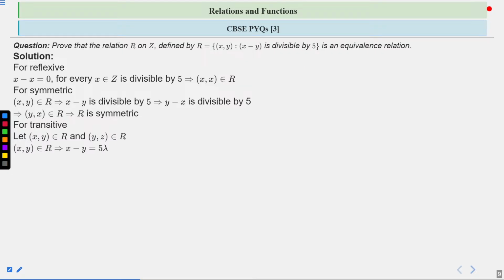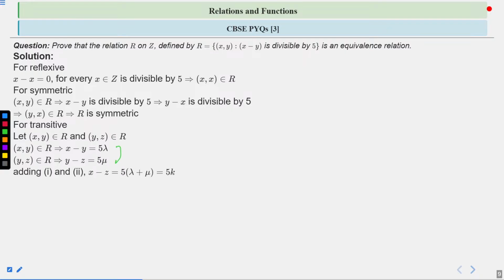So if (x, y) belongs to R, then we can say that x minus y is equal to 5 lambda, because according to the relation, x minus y should be divisible by 5. So x minus y, we can write it as 5 lambda, right? So if (y, z) belongs to R, this implies that y minus z should be equal to 5 mu, right? Y minus z should be equal to 5 mu.